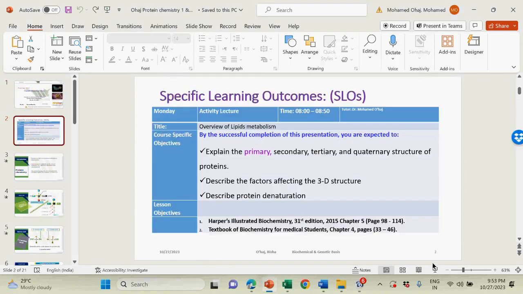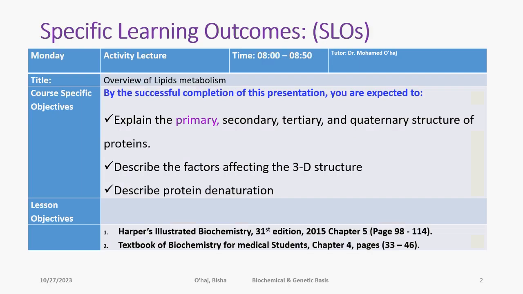As you can see, the first objective is to explain the primary, secondary, tertiary, and quaternary structure of the protein. The second objective is to describe the factors affecting the 3-dimensional structure of the protein, and describe protein denaturation. Between these, I will give some extra elaboration and explanation about some aspects of the protein functions and the classification of the protein.